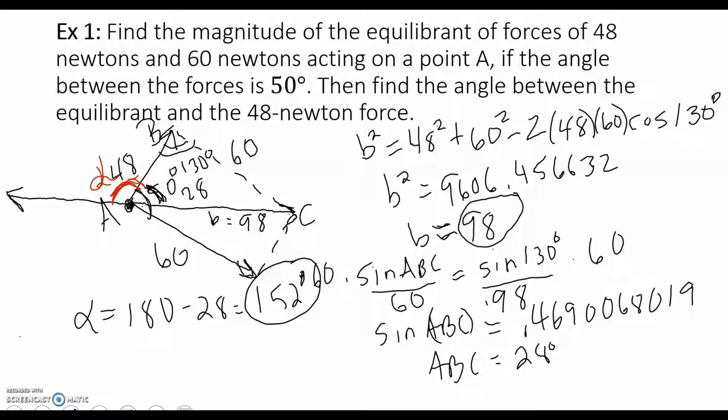Alrighty. So our alpha, which is this angle right here, that's the angle between the 48 Newton force and the equilibrium. That will be 152 degrees. Alrighty. So we found the magnitude and we found the angle between those two forces, and we are done with the problem. So if you have any questions about anything we did in this problem, feel free to put them in the comments below and I will respond. If not, let's go look at another example.